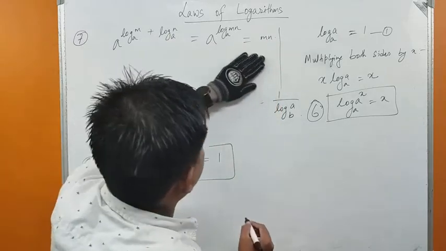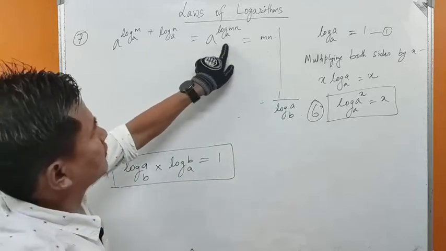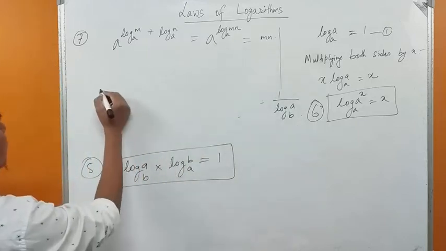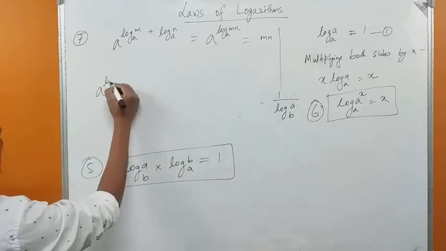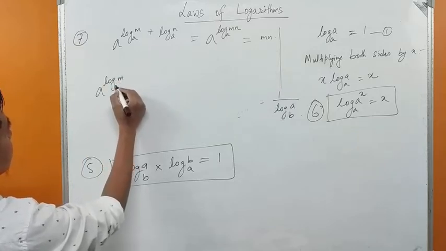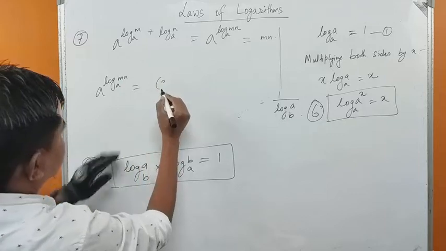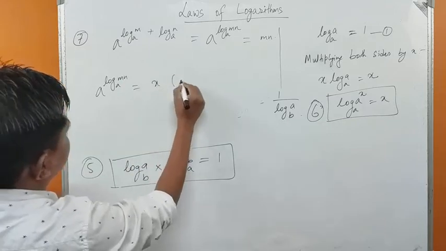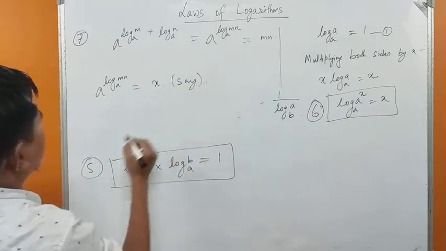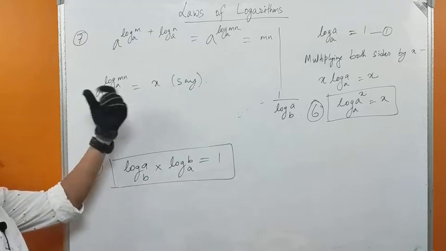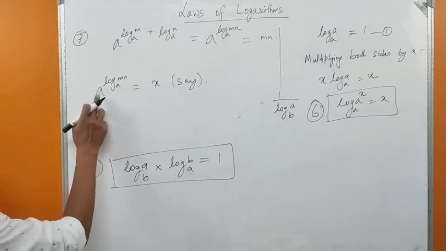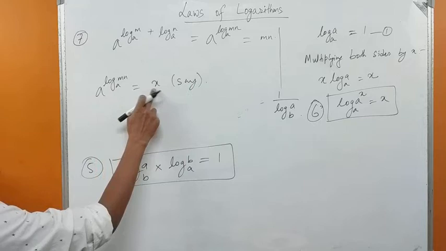Okay, let us see whether this comes mn or not. We have a to the power log mn to the base a, isn't it? So let us assume this as x, say. Now we convert this exponential form to a logarithmic equation. This is exponential, a to the power something equals x, isn't it?